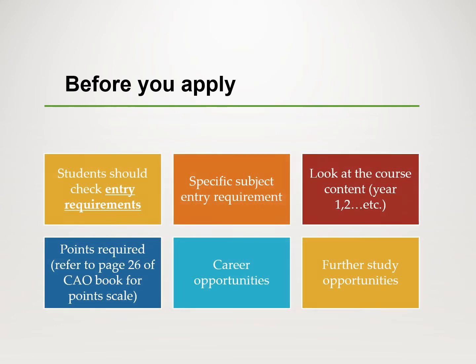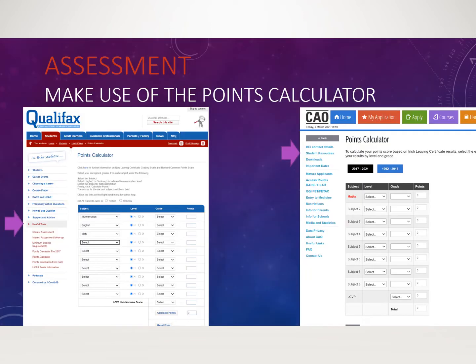Now, before you apply, students should check the entry requirements, like what I've mentioned earlier, specific subject entry requirements. Very important to look at the course content. What will I be studying in year 1, year 2, etc.? What are the points required? And you can refer to page 26 of the CAO handbook for the points scale. Career opportunities and further study opportunities, all part of your research.